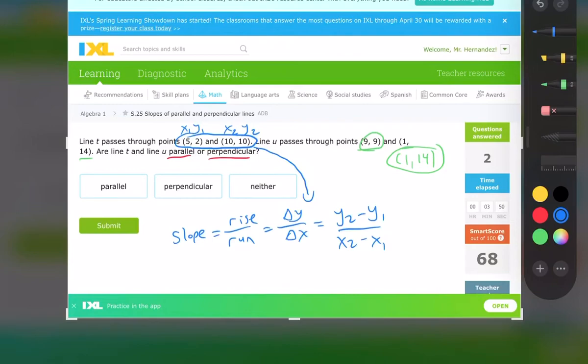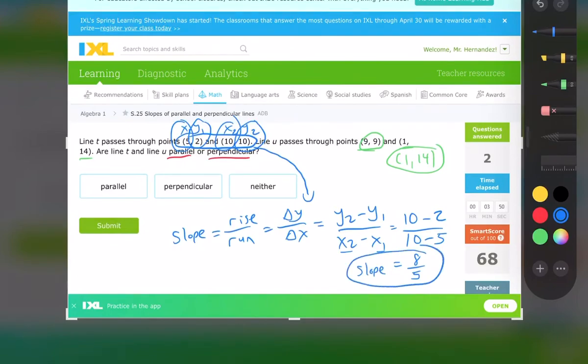So our y2 is right here, 10. So I'm going to write 10 first, minus our y1 is 2. So I'm going to subtract the 2. And then I'm going to focus on the x2, which is this 10, minus, and then the x1 is going to be 5. So that's going to be 8 over 5. So that is the slope of the first 2 points.